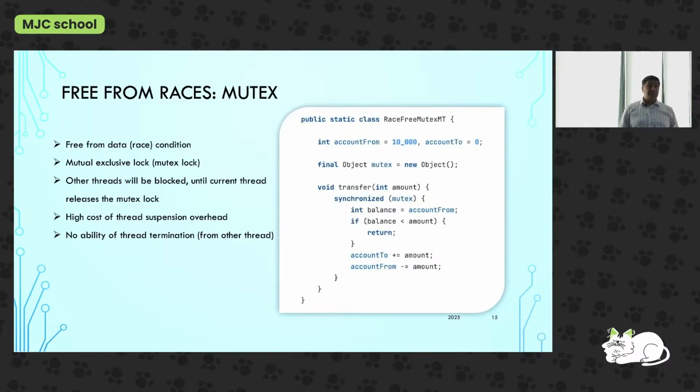The obvious approach is to wrap this code in synchronized. This protects from both data races and race conditions, because we are using a mutual exclusion lock, a mutex. But it has drawbacks. For example, if one thread holds the mutex lock, other threads will be blocked and will be doing no useful work. This is just blocking. So there is a high cost of suspension overhead and no ability of thread termination.